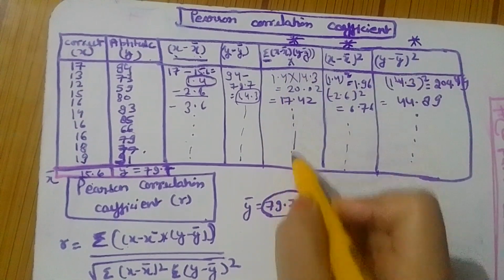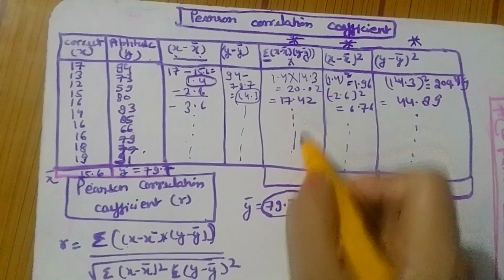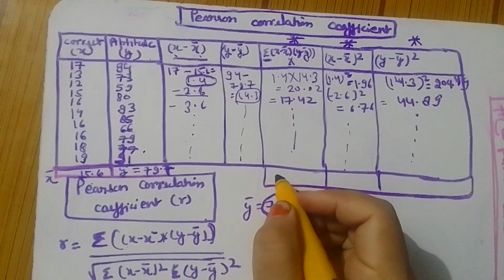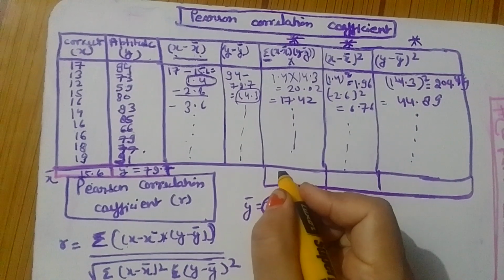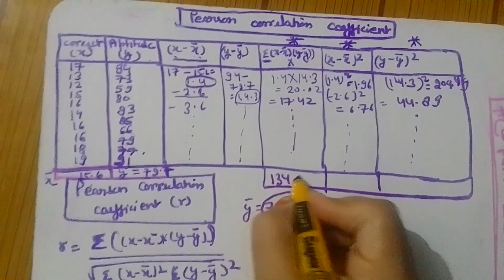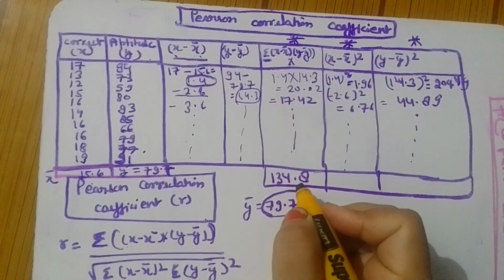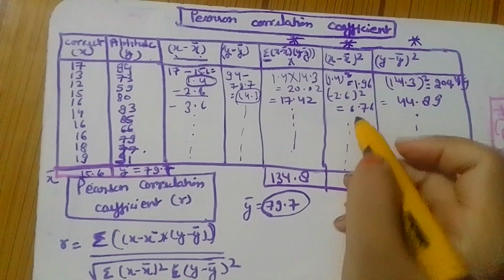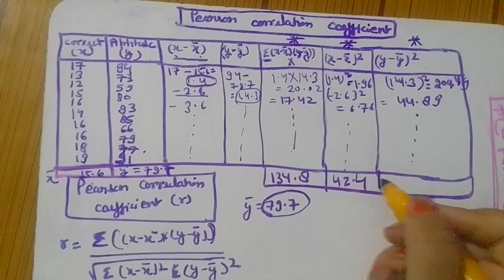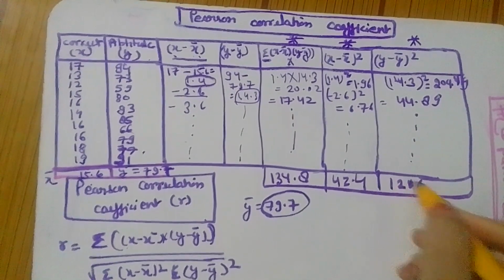So after doing all these calculations, what will we get in the last? After summation, addition, what will we get in the last? We will get 134.8. Fine. Here what will we get? 42.4. Fine. And the last one would come 1206.1.